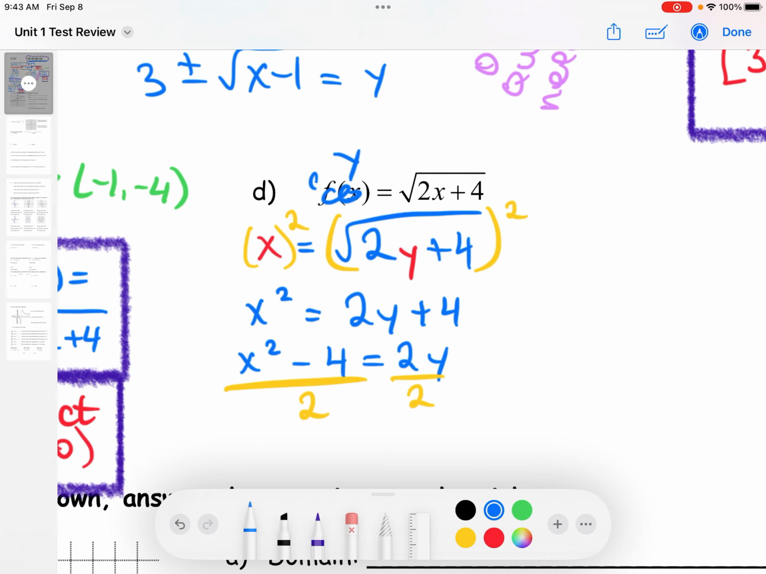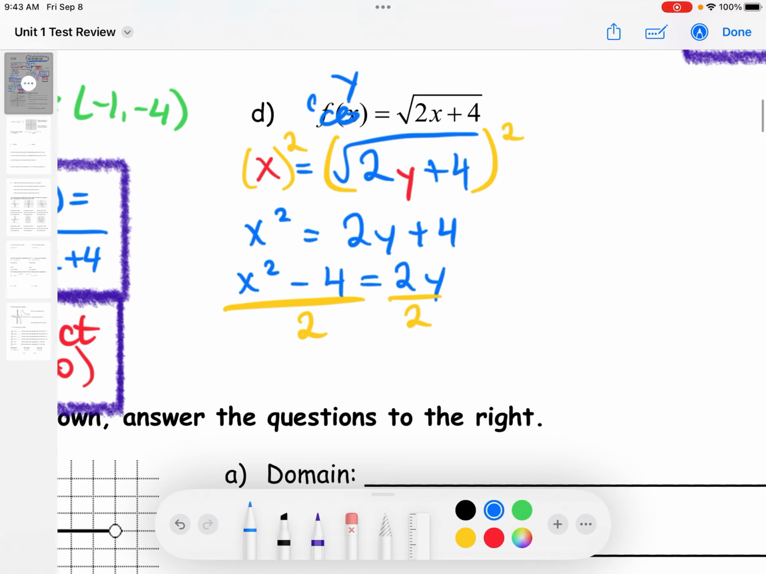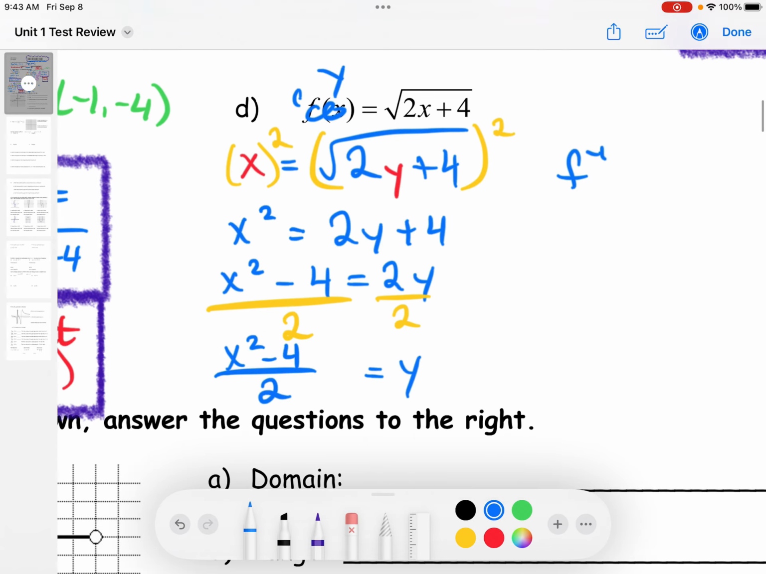So we have a couple different ways we can write this. If we divide by 2, we get y equals x squared minus 4 over 2. And that is an appropriate way to write the inverse. X squared minus 4 all over 2.